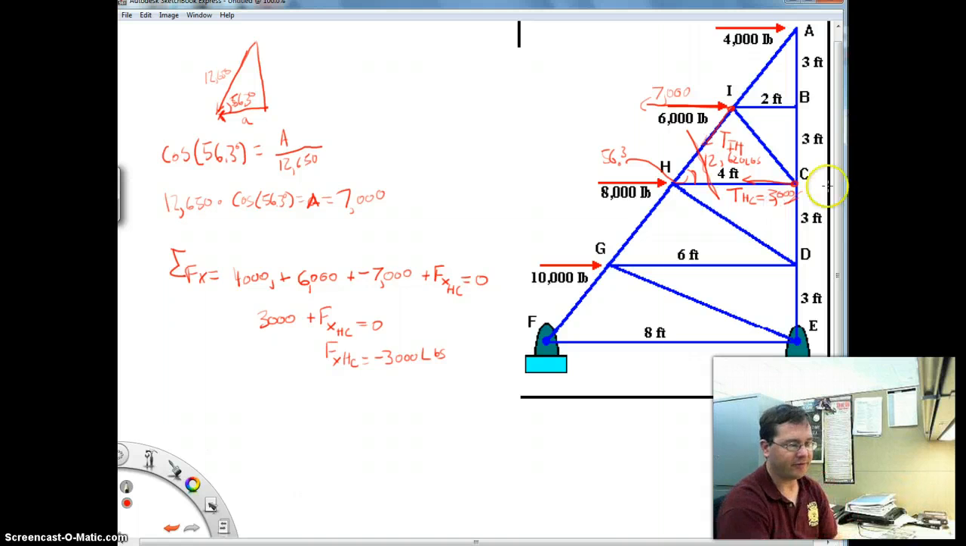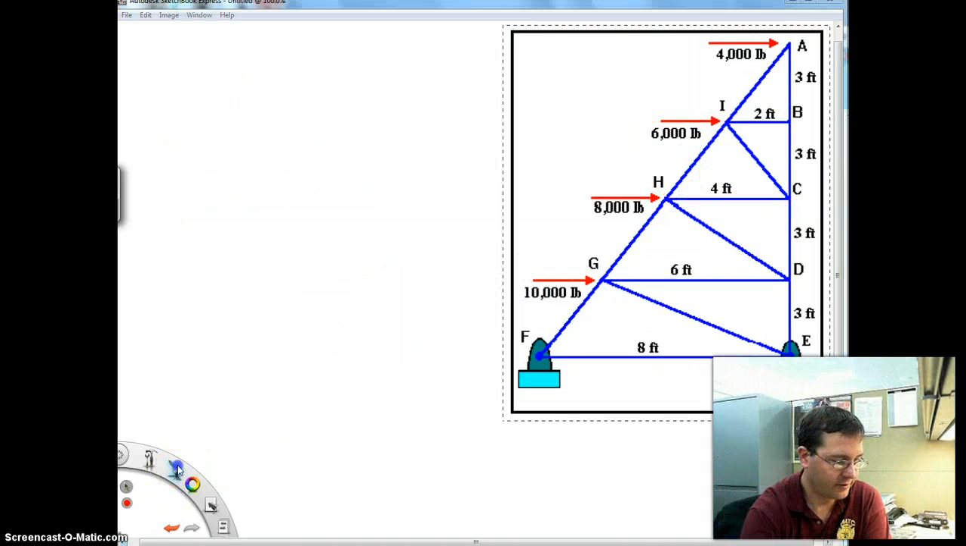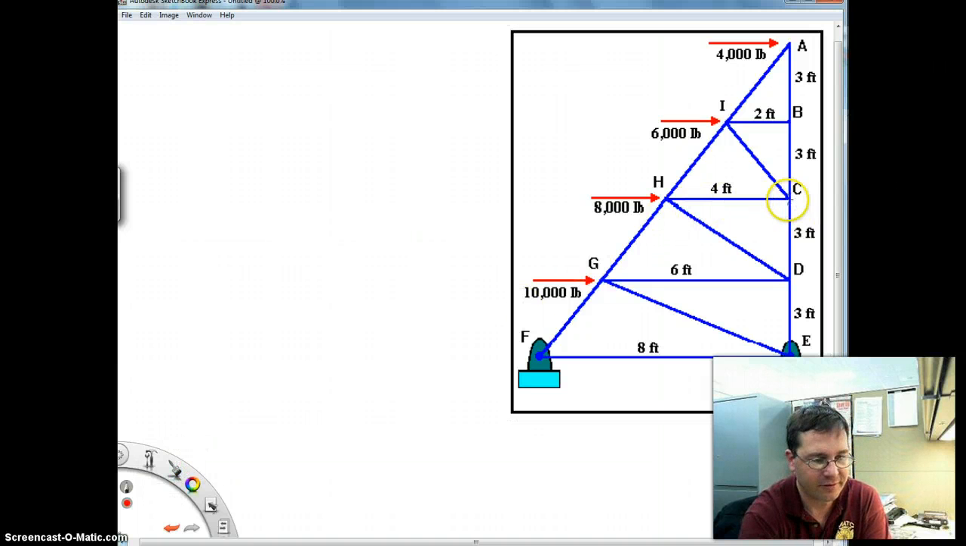Let's see what else we're asked to solve for. The last thing you're asked to solve for is the force in member CD. So let's take a look at CD. That's right here. The way I'm going to solve this is by method of joints. So I'm going to place a pivot at point H. And I'm going to start with thinking about the sum of the moments about point H.